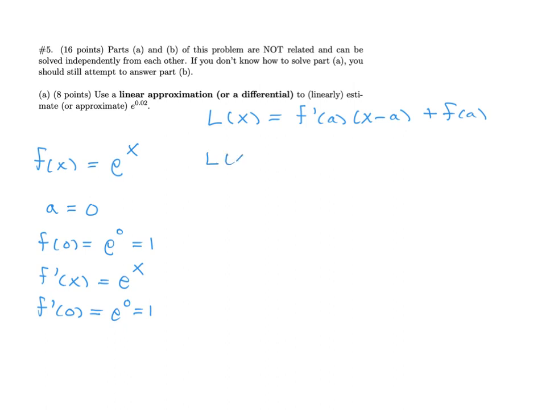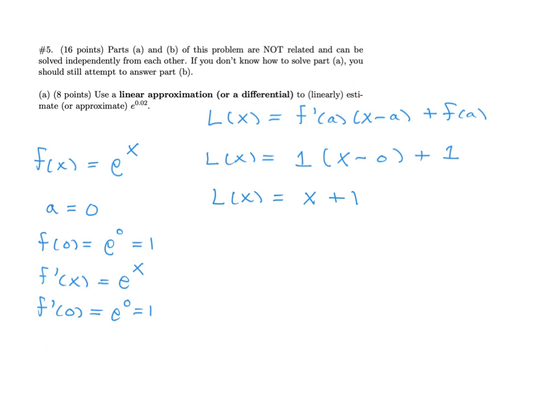Here is the linearization. It's equal to f prime of 0, which is 1, times x minus 0, plus f of 0, which is 1. This simplifies very nicely to just x plus 1. What does this all mean?